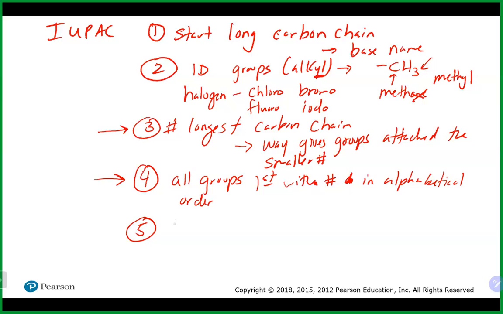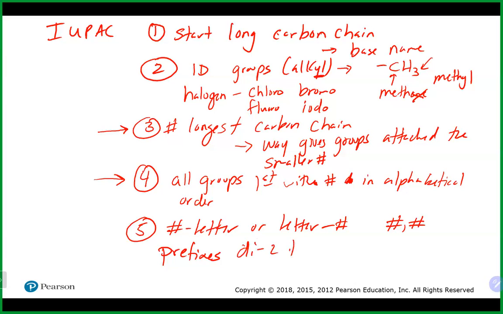Remember a couple of things. In between a number and a letter, we use a dash, or even a letter to a number, we use a dash. Also, if you have two numbers in a row, we do use a comma between the two numbers. And also, we sometimes will use prefixes as well, like, again, di for 2, obviously tri for 3, tetra for 4.